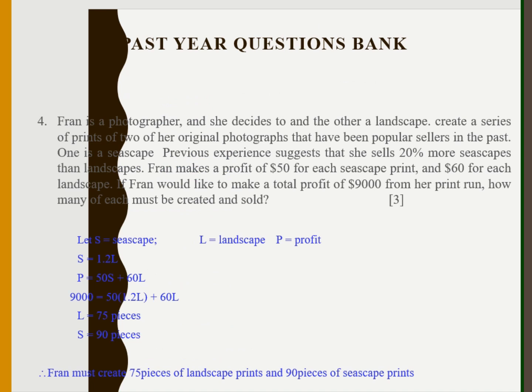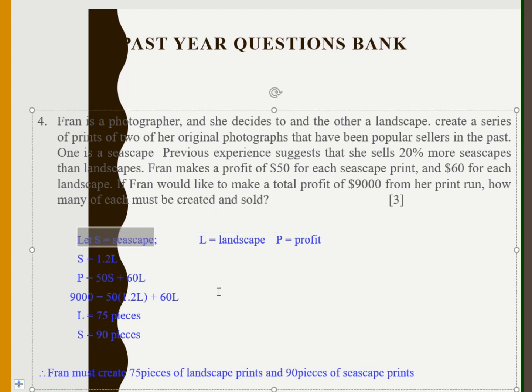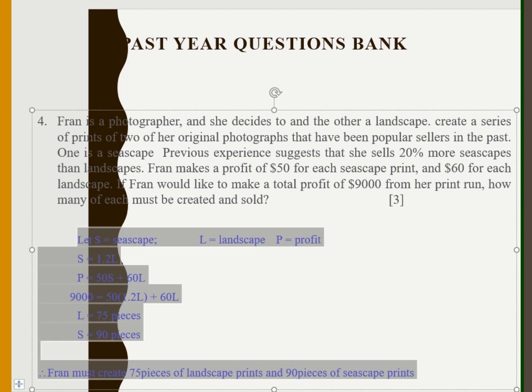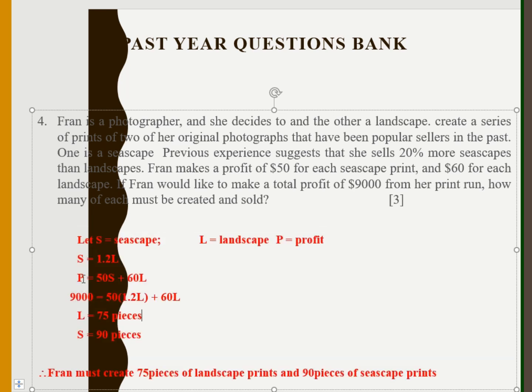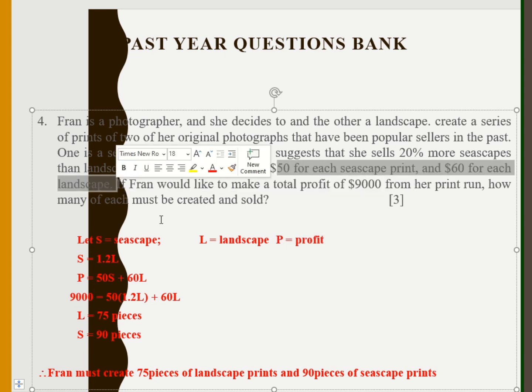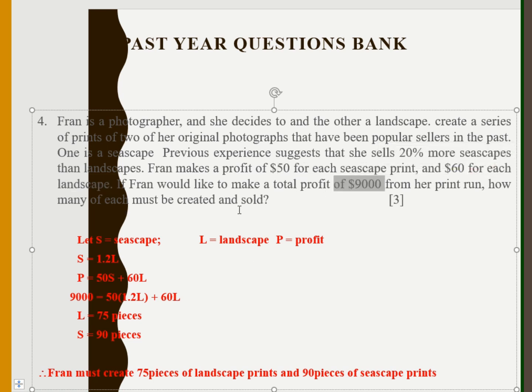Let me see. Okay, so one is a seascape and one is a landscape. So let's just call S seascape. Let me put this in red so you can see it more clearly. S is seascapes and L is landscape, and let's call P the profit. Fran makes a profit of 50 for each seascape and 60 for each landscape. If Fran would like to make a total profit of 9,000, how much of each should she create?